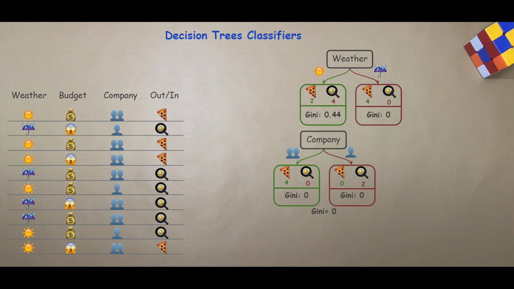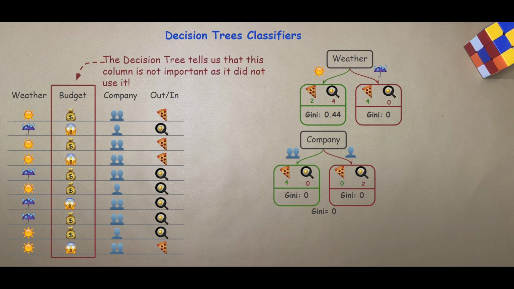But wait, the decision tree didn't use this column at all. Yep, that means it's not important in this case. And I wonder where my money had gone. So the decision tree reveals that this column is not useful in this case. And this is one of the byproducts of using decision trees, assessing feature importance and helping data scientists to select the relevant features. And that's it.